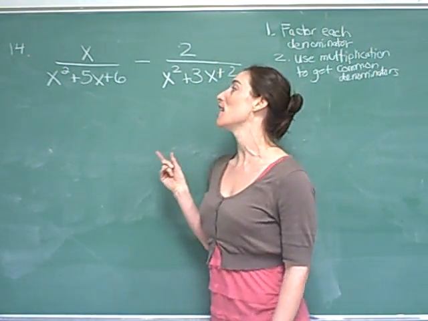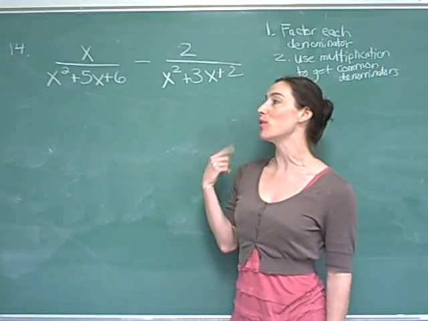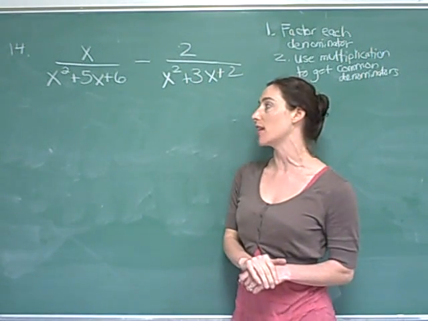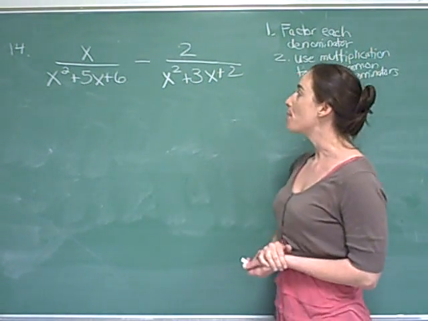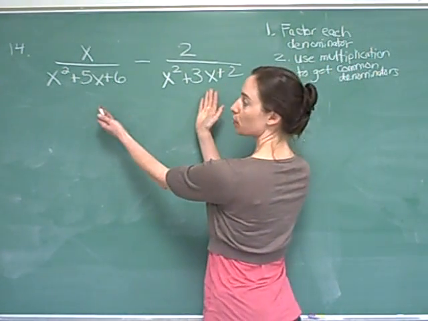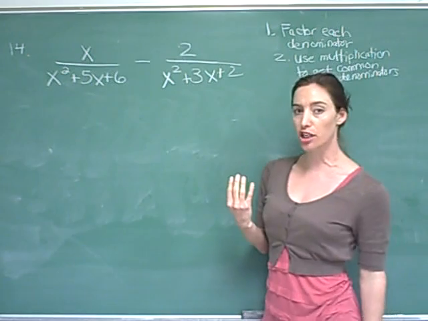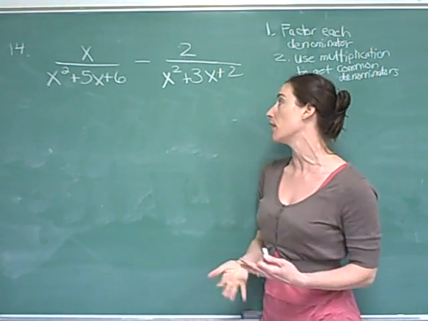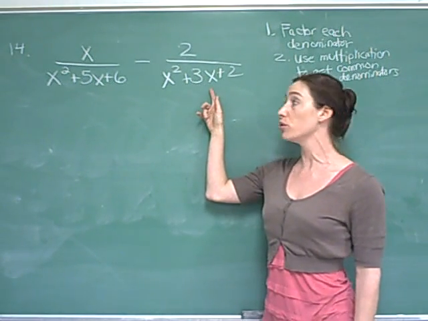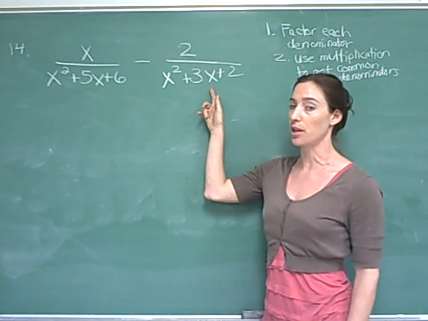So I'm going to take a few minutes to finish that problem that we didn't get to complete during our notes today. So let's take a look. We have two rational expressions that are being subtracted. And anytime we're subtracting rational expressions, we need common denominators. But we can see that these two denominators are not common denominators.